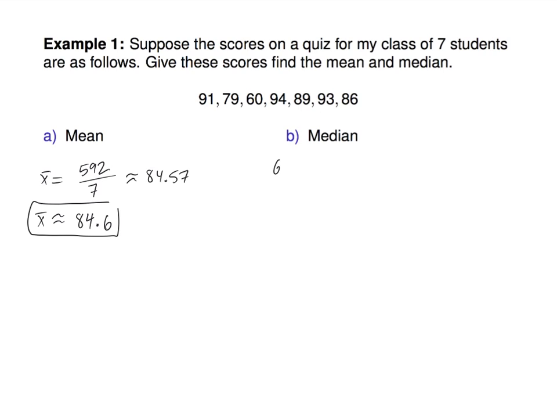Politically correct. Who was the lowest score? 60. Not suckiest. Sorry, I probably shouldn't be so mean. Okay, who was the next lowest score? 79. Okay. 86. Yep. Okay. 89. 91. 94.